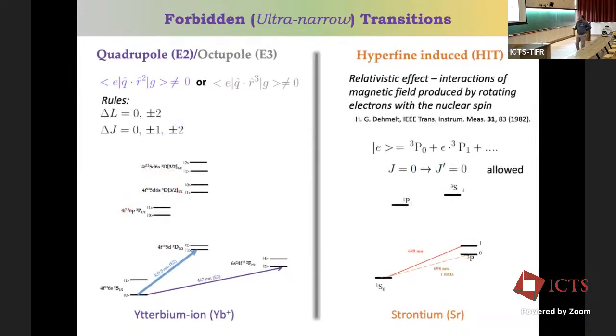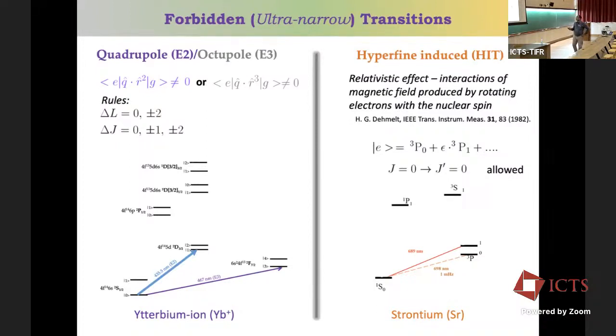Some examples of this kind of transition are electric quadrupole transitions and electric octupole transitions. If you know the Wigner-Eckart theorem, then by expanding that, you have different matrix elements, and they also follow different selection rules compared to electric dipole transitions. One example is the ytterbium ion, which has both electric quadrupole and octupole transitions. For example, at 435 nanometer there is an electric quadrupole transition, and there is a 467 nanometer transition, which is an electric octupole transition. This electric octupole transition has a 3 nanohertz line width.